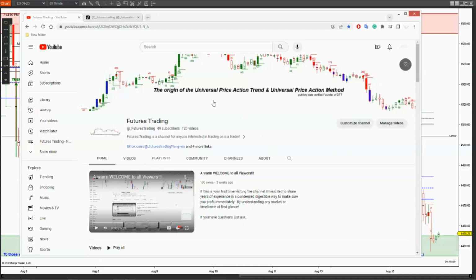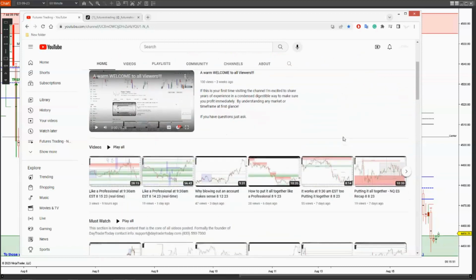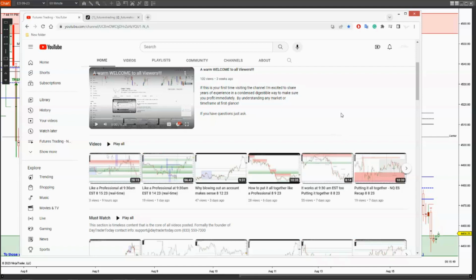Now, of course, I'm all about the universal trend as well as the price action method. Well, I don't just stop there. There are other universal approaches that I use, and the chart scale is one of them. And I want to make sure that you're aware of this method because I'm the pioneer of it.